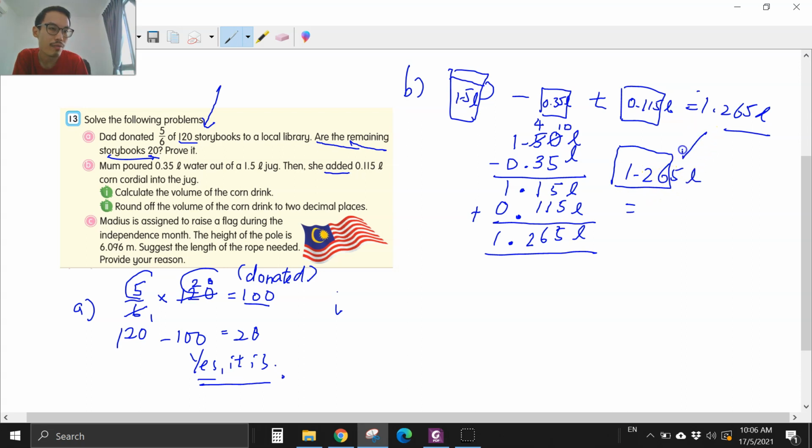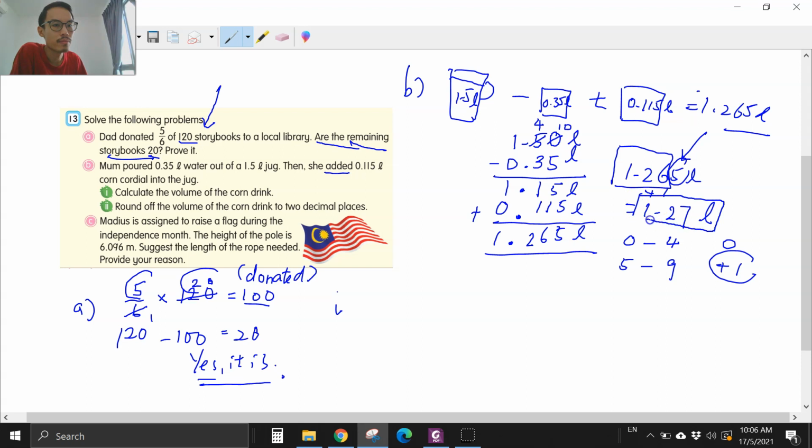And then you look at the 5. Remember, 0 until 4 you do nothing. 5 until 9 you have to plus 1. So this 5 here you have to plus 1. Plus 1 at the 6 there. So 1.26 plus 1 is 1.27 liters. So this is the final answer for 2, and this is the answer for 1.